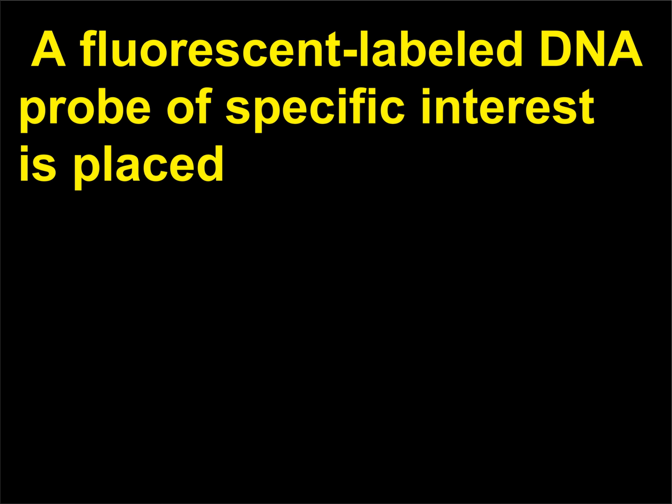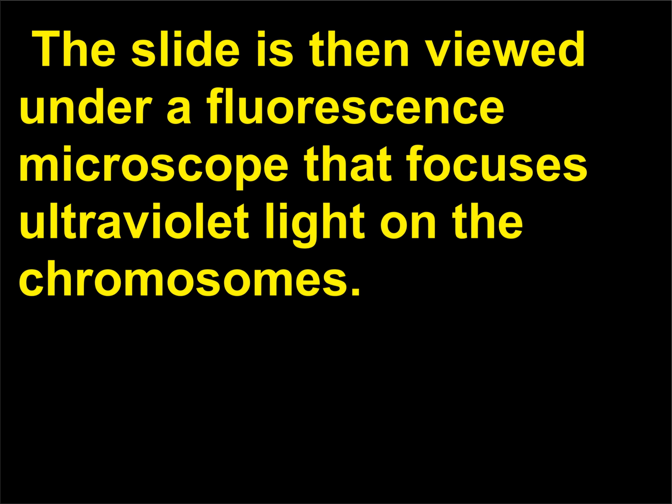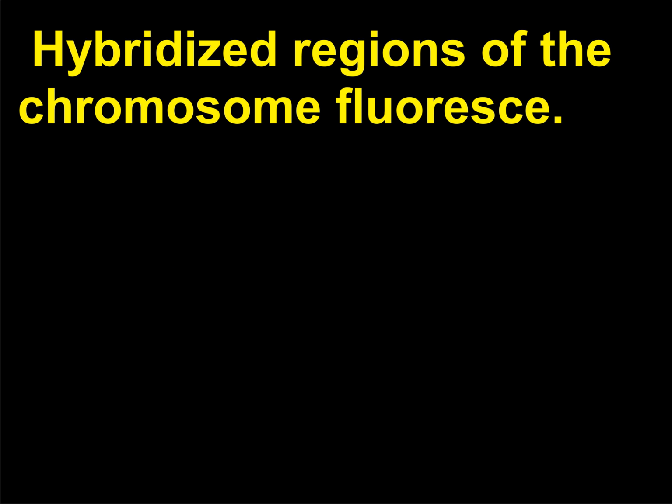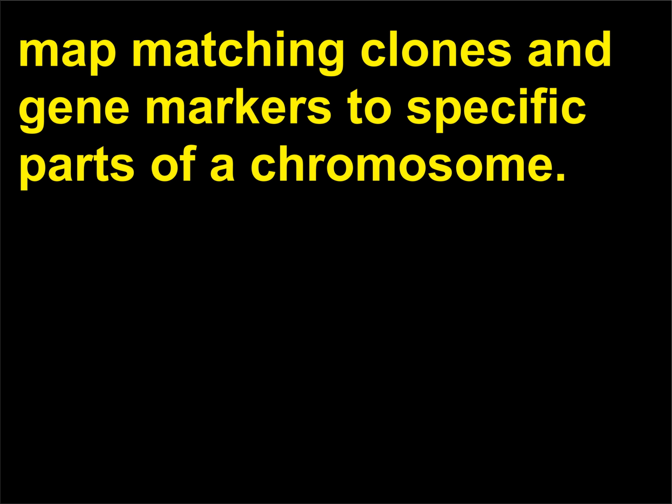A fluorescent labeled DNA probe of specific interest is placed on the slide and incubated long enough for hybridization to occur. The slide is then viewed under a fluorescence microscope that focuses ultraviolet light on the chromosomes. Hybridized regions of the chromosome fluoresce. This is a type of karyotypic analysis that can generate a physical map matching clones and gene markers to specific parts of a chromosome.